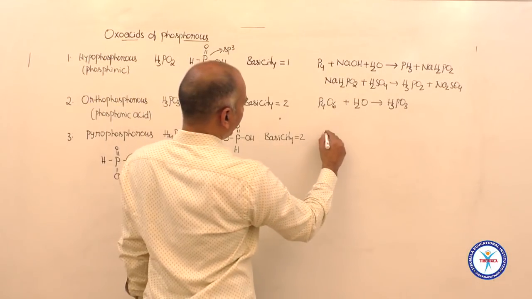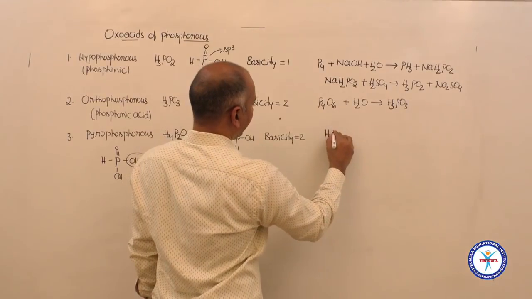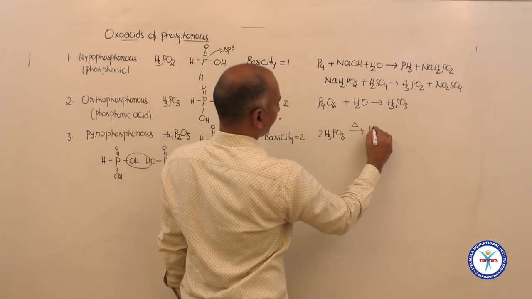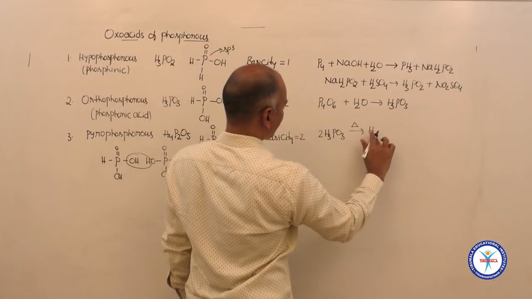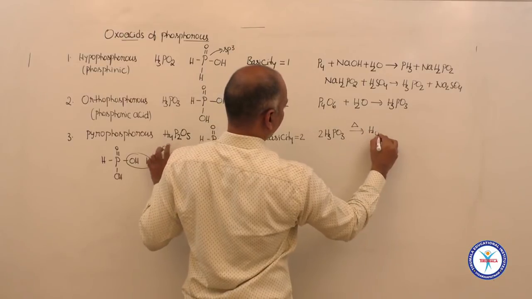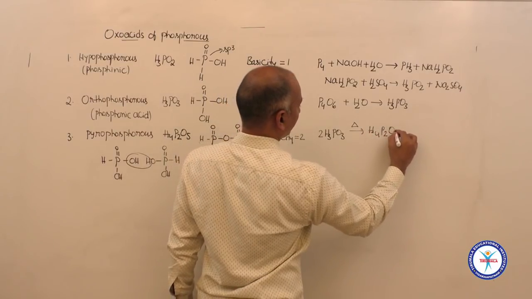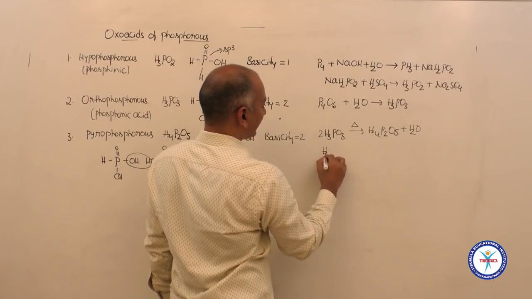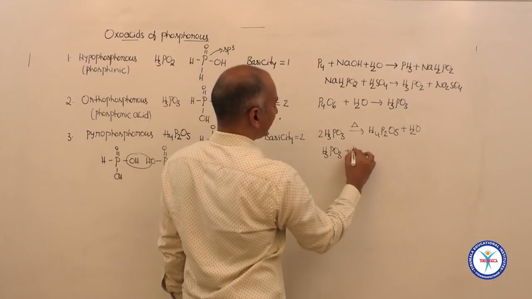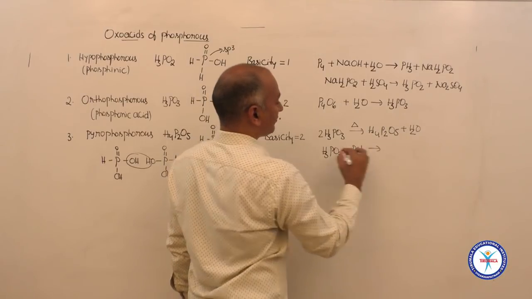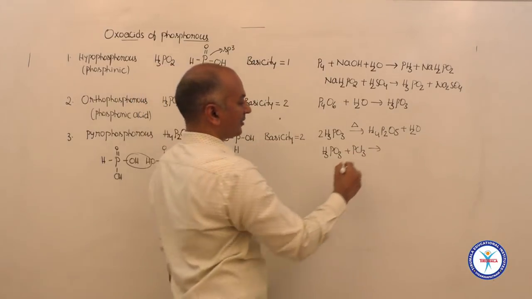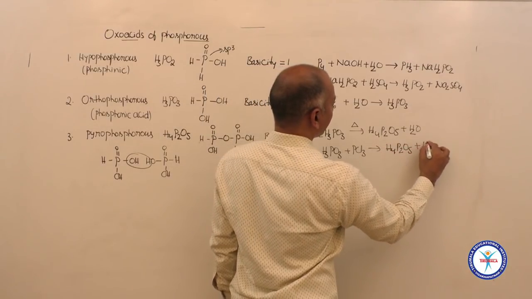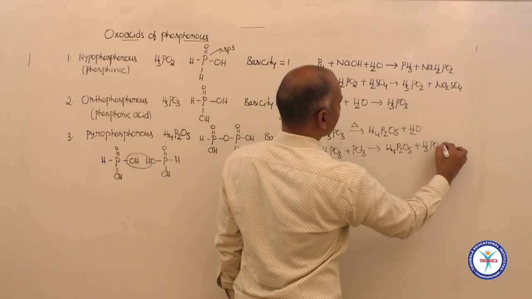And now you prepare this acid by heating orthophosphorus acid. H4P2O5 plus water. Or else you can also prepare this by treating that H3PO3 with PCl3. PCl3 is a kind of dehydrating agent. So here also you will get H4P2O5 plus H3PO3 plus HCl.